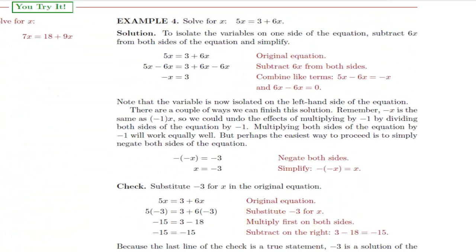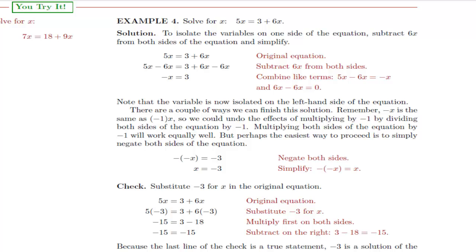Example 4. Solve for x in the equation 5x equals 3 plus 6x. Solution: to isolate the variable on one side of the equation, subtract 6x from both sides of the equation and simplify. On the left-hand side, we have 5x minus 6x, and on the right-hand side, 3 plus 6x minus 6x. 6x minus 6x on the right-hand side is just 0, and on the left-hand side, 5x minus 6x is -x. So we're left with -x equals 3.